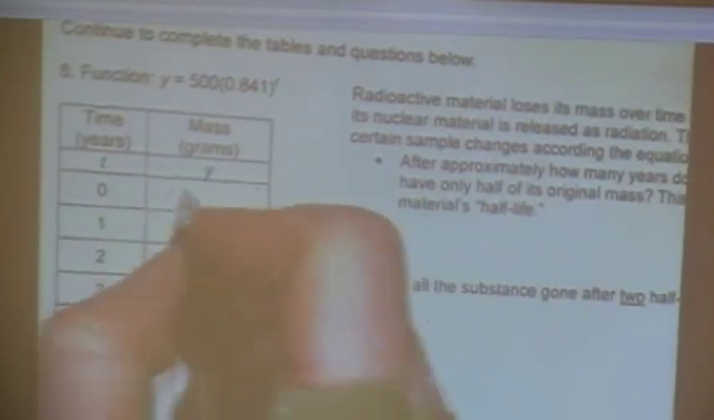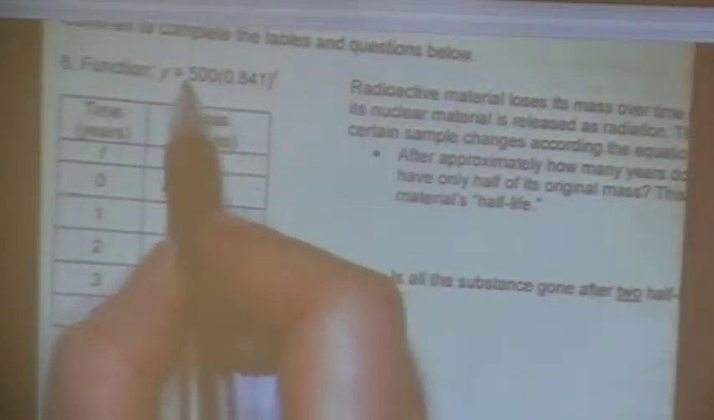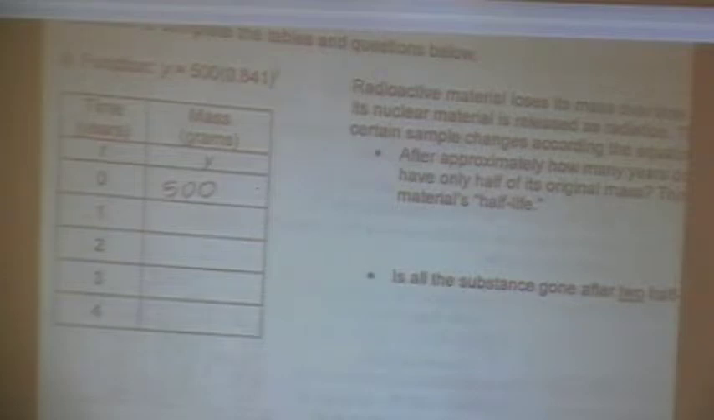They've given us a function. I know already before I even plug this in my calculator that this value right here is going to be 500, because it's your A value. It's always right there, right in the front. Okay, radioactive material loses mass over time because some of its nuclear material is released as radiation. The mass of a certain sample changes according to the equation on the left. After approximately how many years does the sample have only half of its original value? So I'm going to plug this in my calculator, just like it's written.